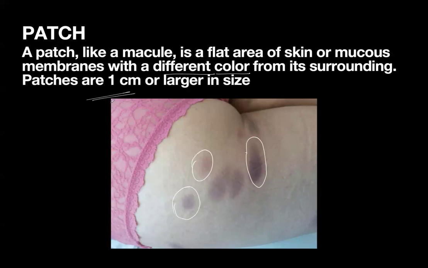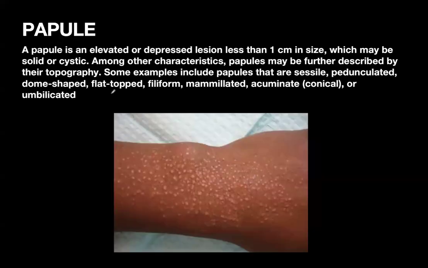These patches are about more than 1 centimeter or larger in size. This is called a patch. Next is papules. What is a papule? A papule is an elevated or a depressed lesion. Remember, it can be elevated or it can be a depressed lesion. It is less than 1 centimeter in size. These are all your papules.